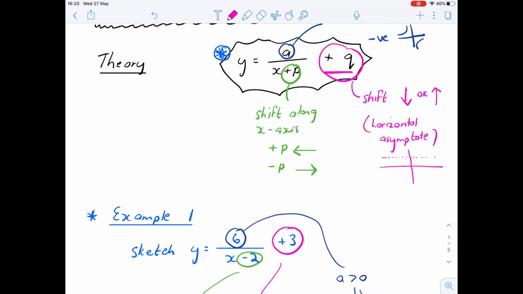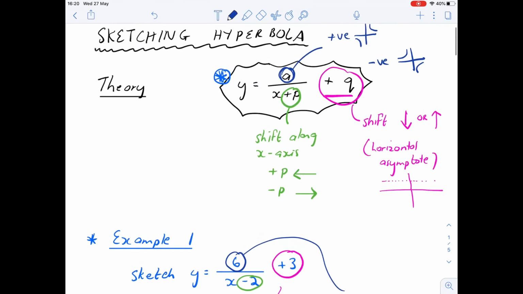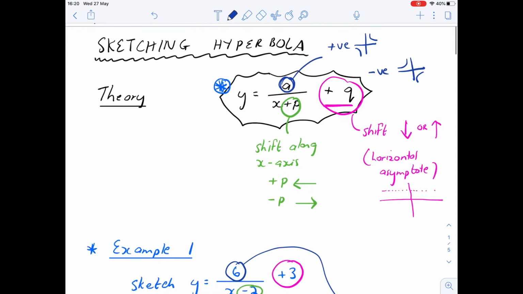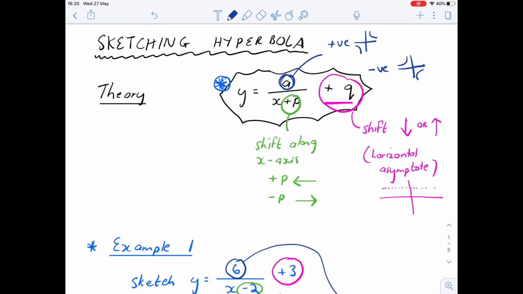Remember, an asymptote is a line that the graph gets closer and closer and closer to, but never touches, never crosses. Then we also have your a, which is always on the top here. And what we're interested in with the a is either whether it's positive or negative. So if the a is positive, then my hyperbola is in quadrants 1 and 3. And if it's negative, then it's in quadrants 2 and 4. So it's just a case of remembering all these things and how they affect the look of the graph.